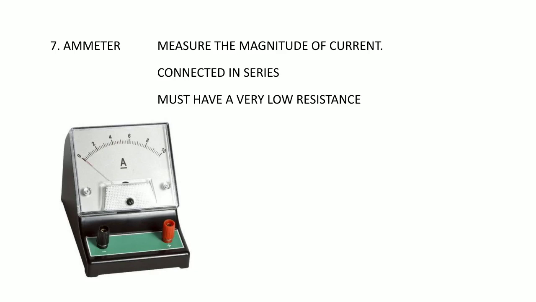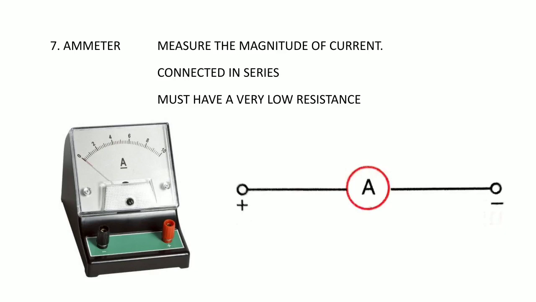So an ammeter is connected in series in this way, and this is the symbol, a circle with A written in it. A stands for ammeter. The current needs to enter through the positive terminal and pass from the positive terminal to the negative terminal. That means this should be the direction of flow of current.